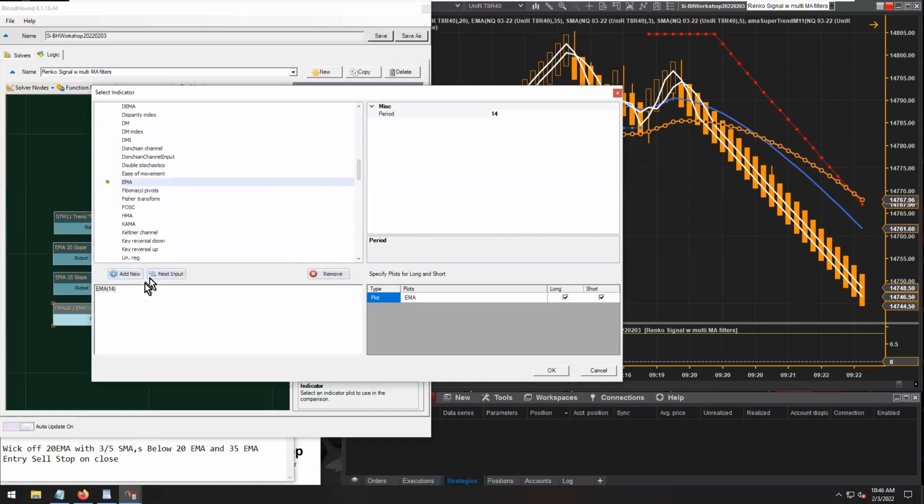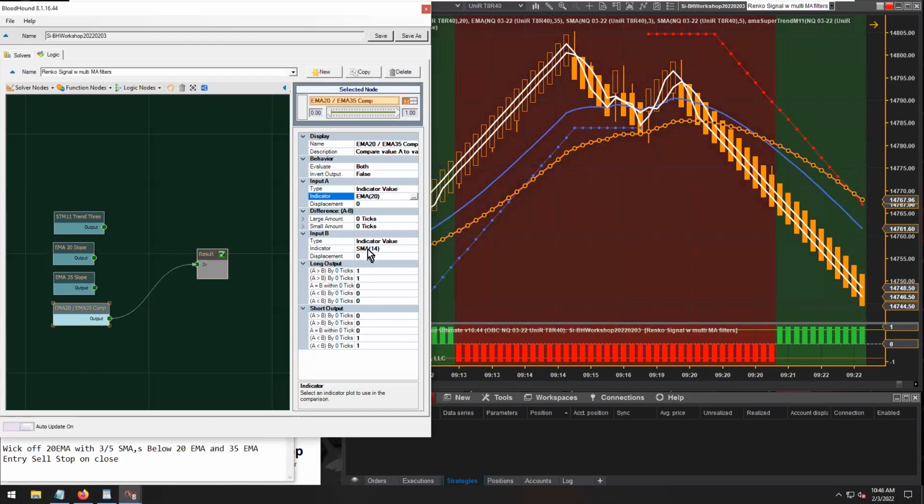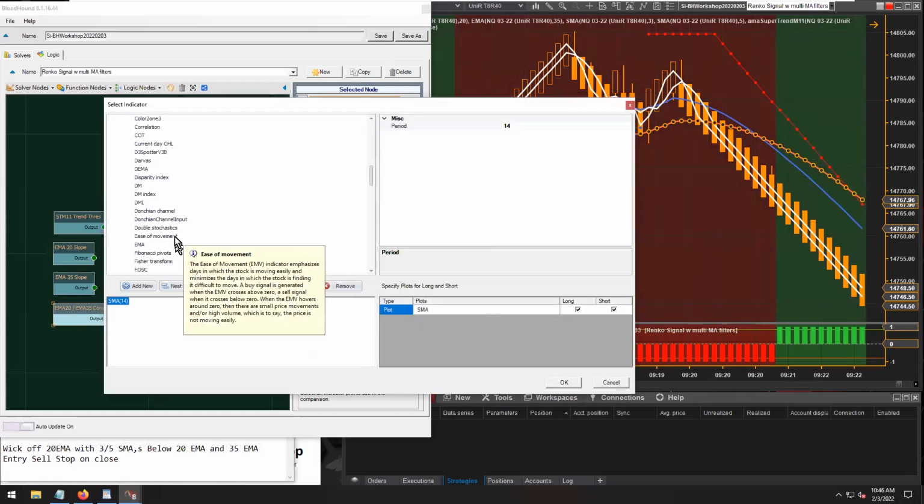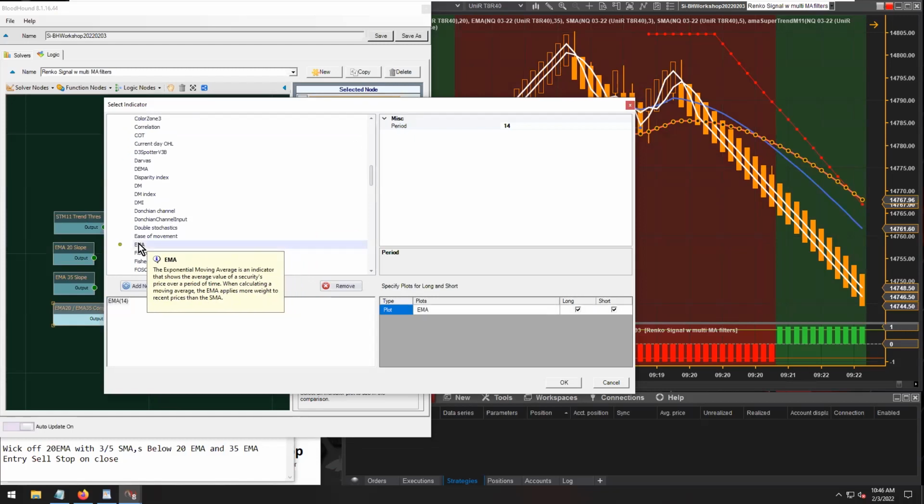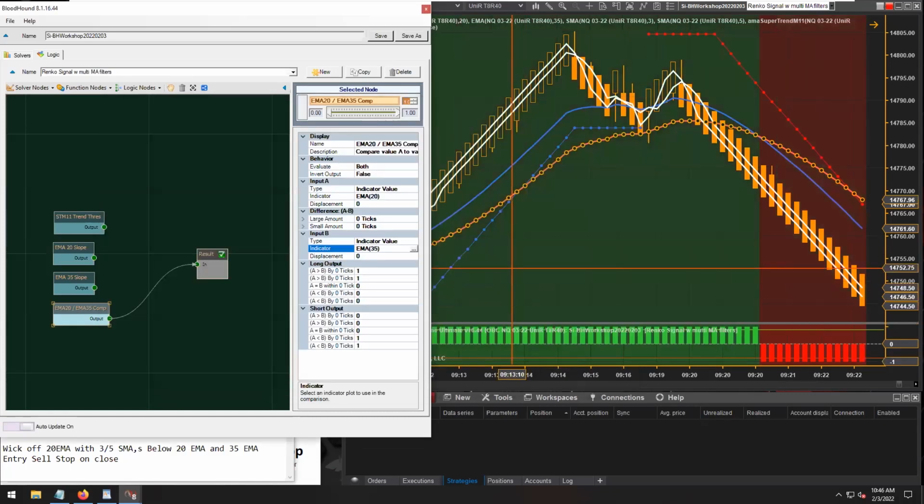So there's the EMA. And change the period to 20. And then input B will be the slower moving average. So once again, select the EMA, change the period to 35, and there we have it.